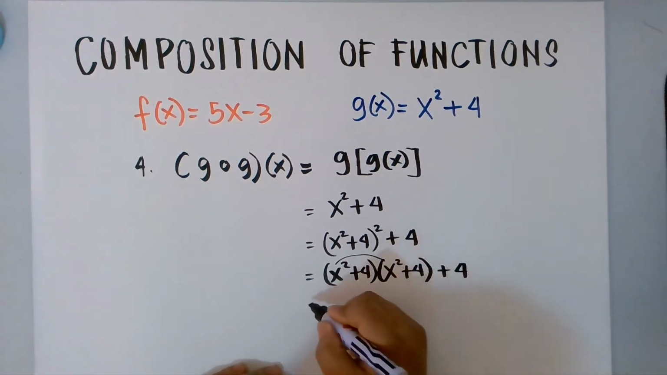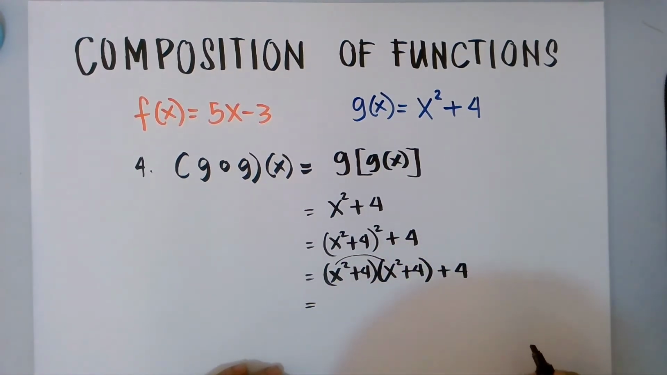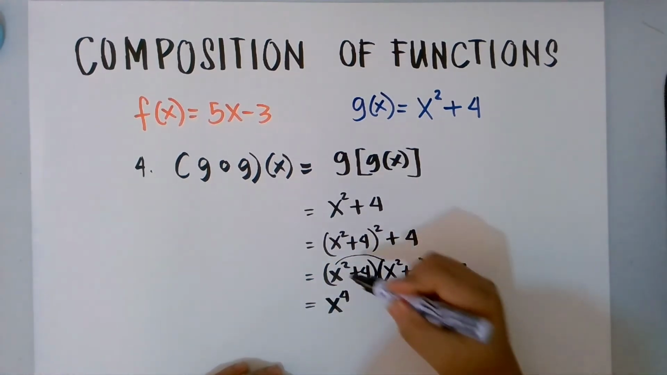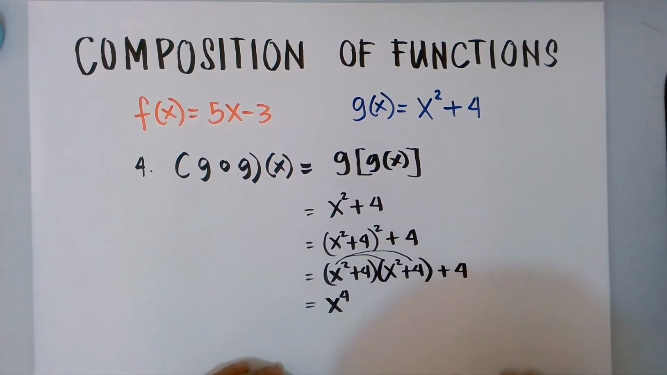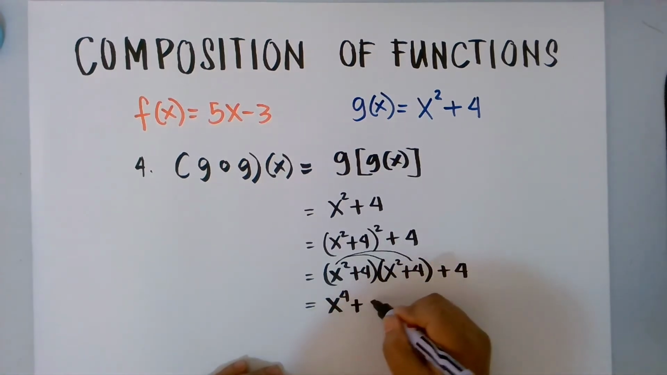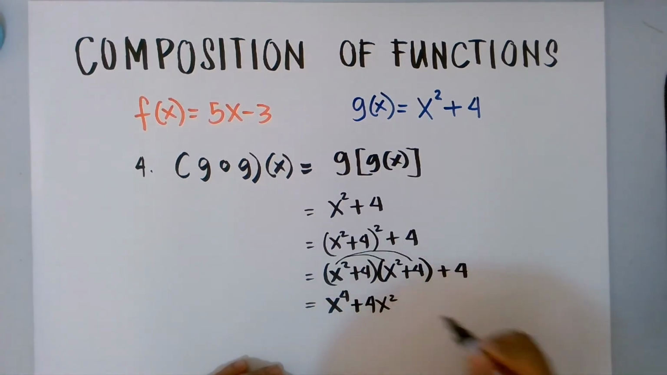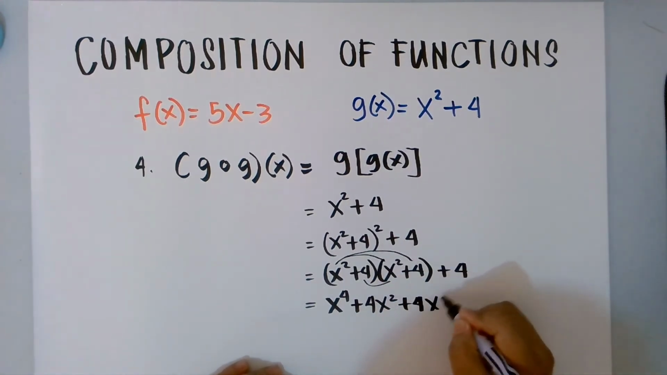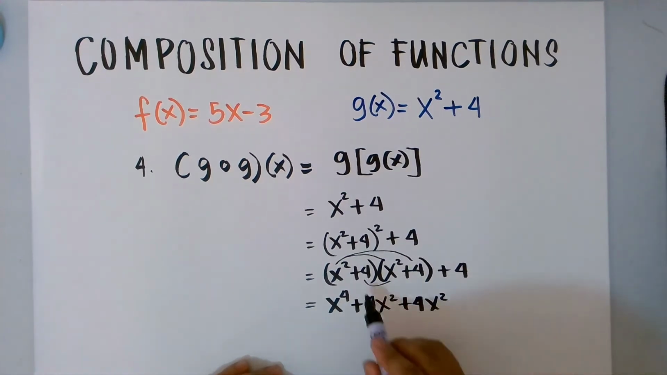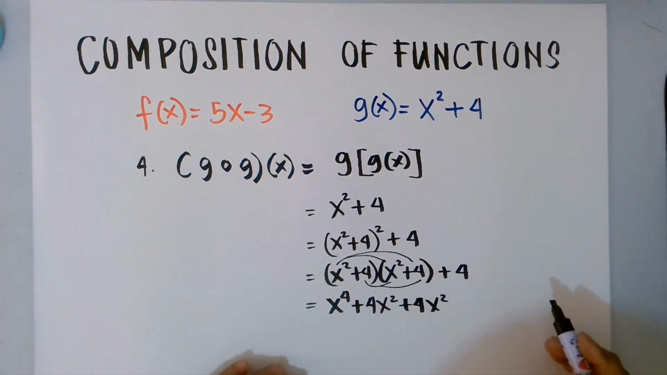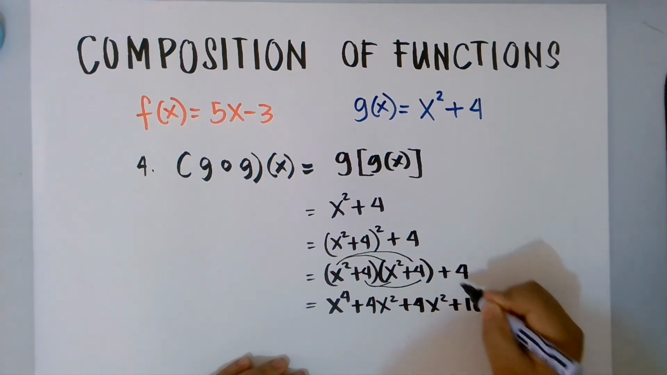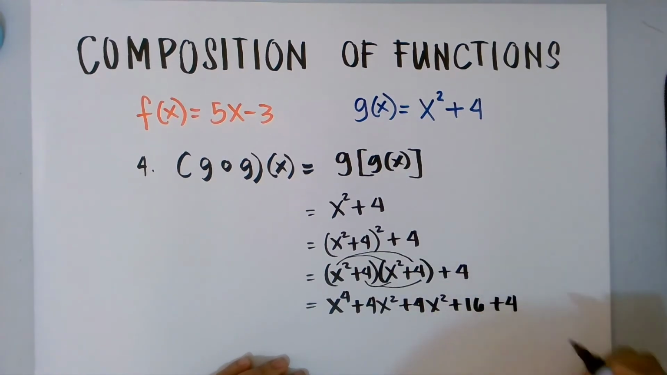So, first term to first term, x squared times x squared is x to the 4th power. And then outer term to outer term, x squared times 4 is 4x squared. And then inner term to inner term, positive 4 times x squared is positive 4x squared. And then the last terms, positive 4 times positive 4 is positive 16. And then plus 4. Alright.